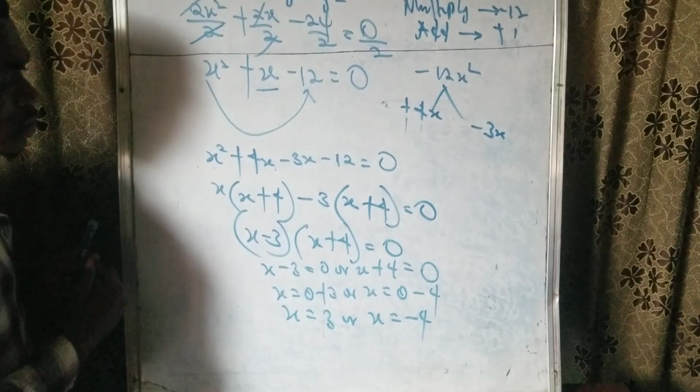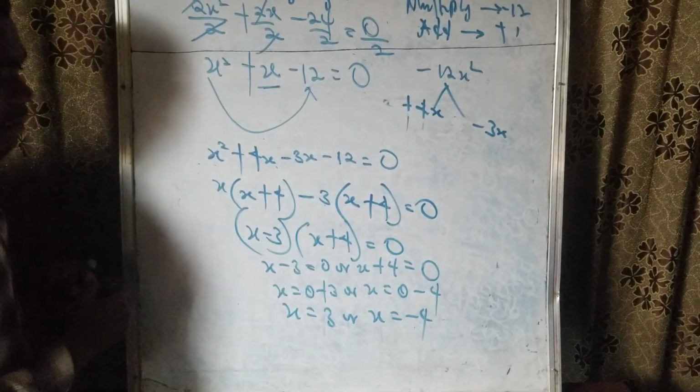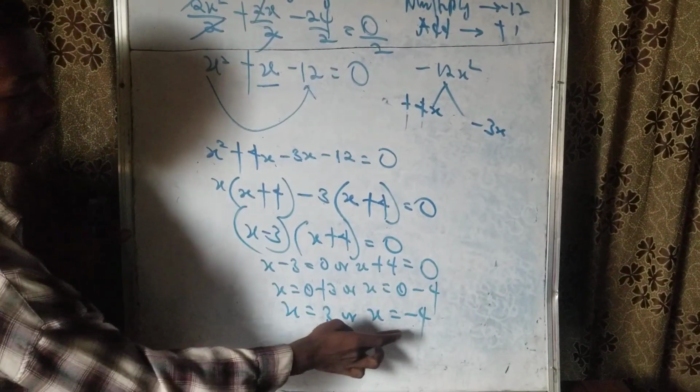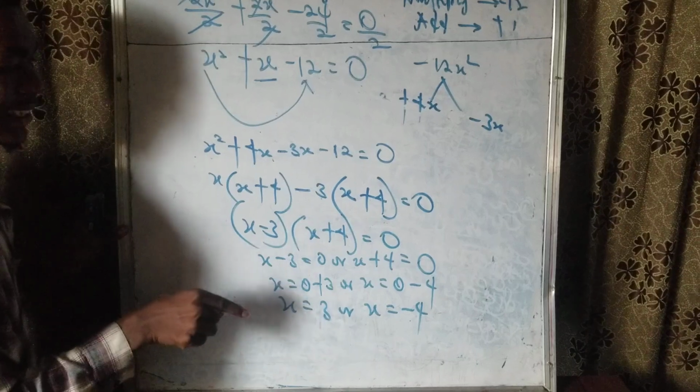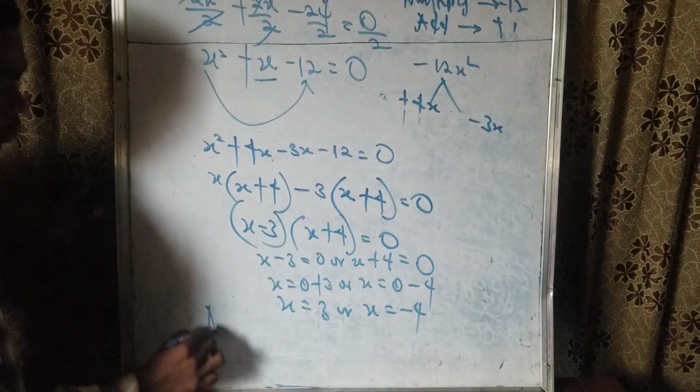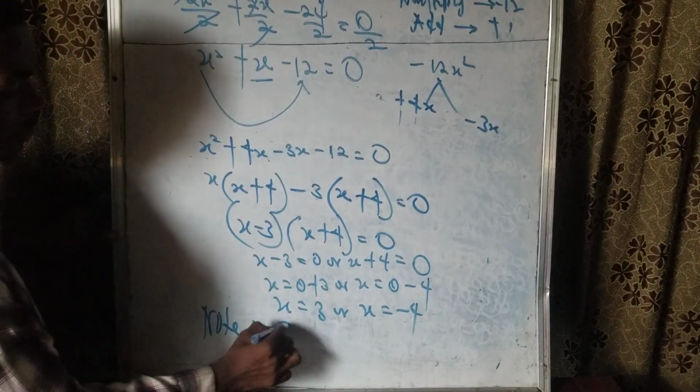Now what I really want you guys to understand is that since we're having x equals 3 or x equals minus 4, we are not done yet. Because note, the value of x cannot be equal to minus 4.